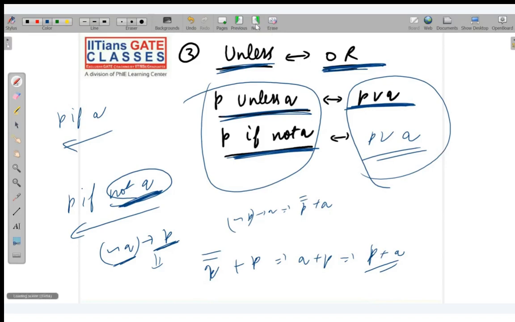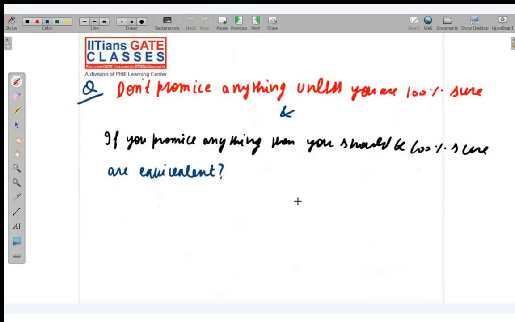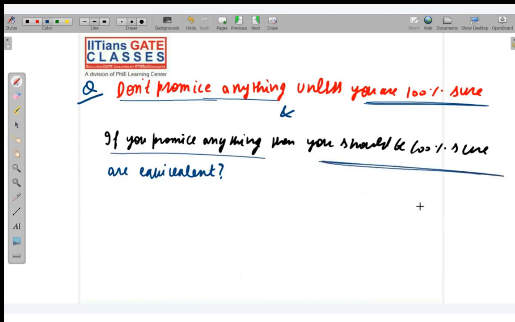Okay, now. So now see this. This is the beautiful thing. This is the logic. Don't promise anything unless you are 100% sure. And the sentence is, if you promise anything, then you should be 100% sure. So I am saying, are these two sentences equivalent? It's my humble request to all of you, whenever in GATE exam you find such kind of question, do not try to make any kind of sense out of it. You just try to do it by logic only.